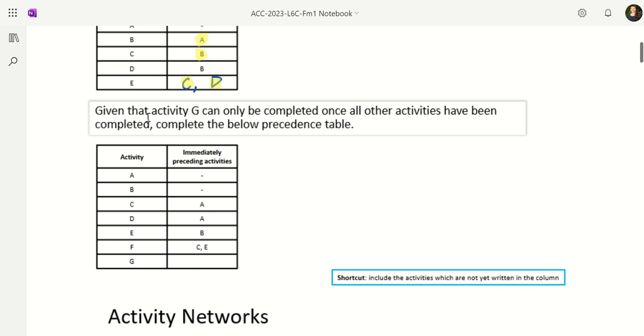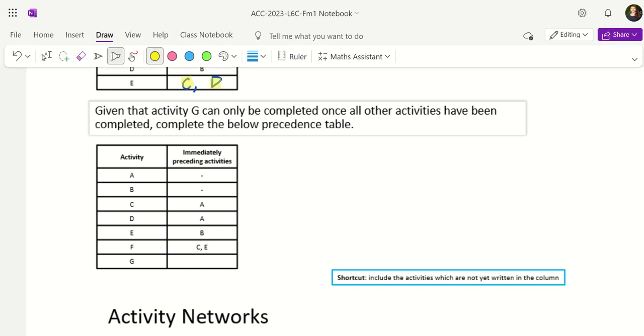So activity G can only be completed once all other activities have been completed. So here, if I was taking my little shortcuts, I would see that A, B, C and E are already in my table. And in order to complete G, A to F must all be completed, so I need to list them all somewhere. So the letters that are missing would be D, I've got E, and I need F as well. So D and F are going to go in the box.